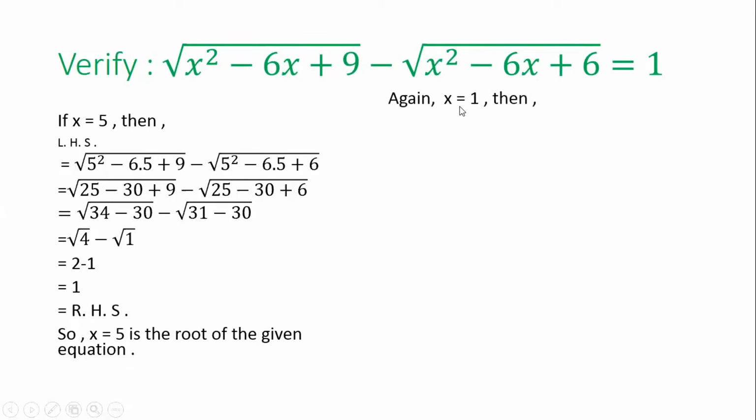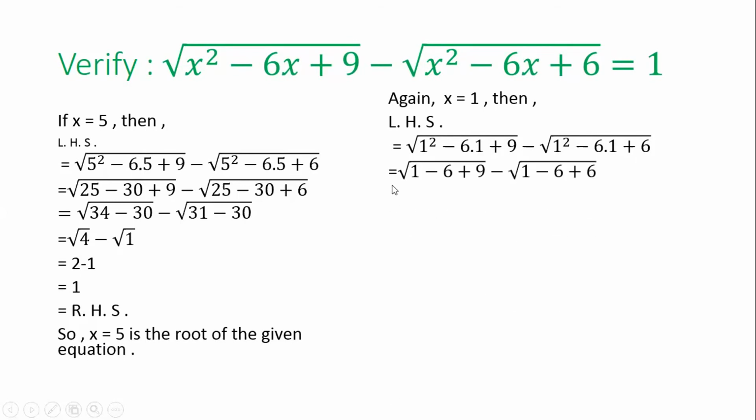Now, if we put x equal to 1, then we get left hand side root over 1 square minus 6 into 1 plus 9 minus root over 1 square minus 6 into 1 plus 6, that is root over 1 minus 6 plus 9 minus root over 1 minus 6 plus 6. Here, 1 plus 9 equal to 10, minus 6 remain unchanged. 1 plus 6 equal to 7, minus 6 remain unchanged. But as you know, 10 minus 6 equal to 4, 7 minus 6 equal to 1. Square root of 4 equal to 2, square root of 1 equal to 1. Then finally we get 1, which is equal to right hand side.